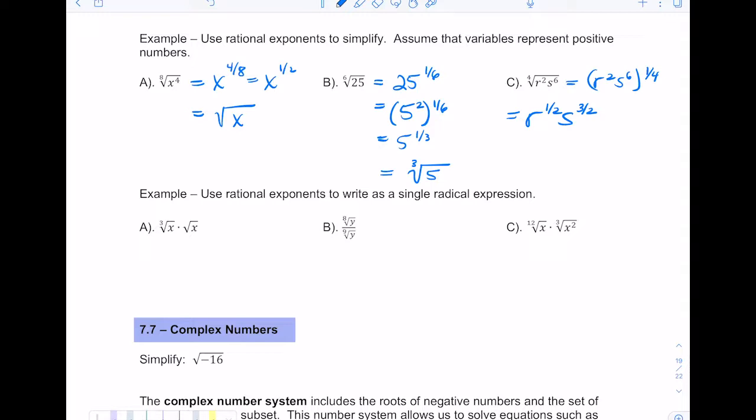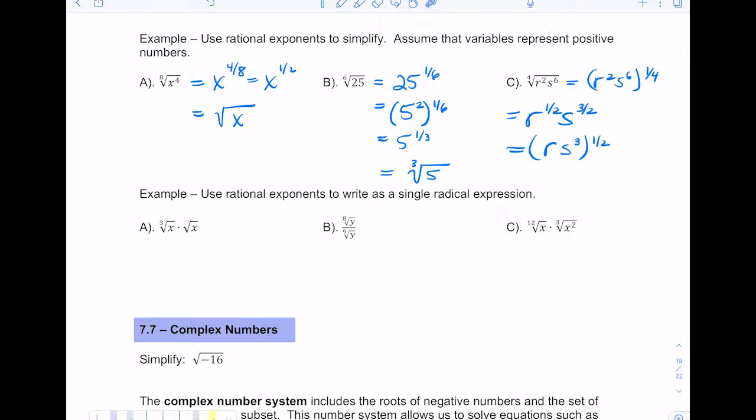So you can look at that like this. If you notice, both of the denominators are 2. My numerators are 1 and 3. So remember, those are your powers. So you could really express this like this.